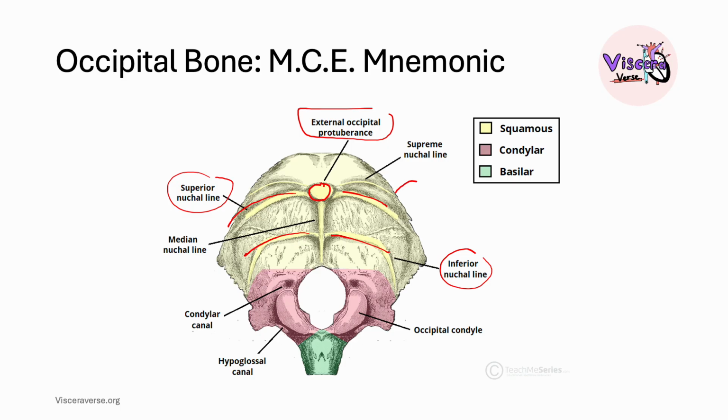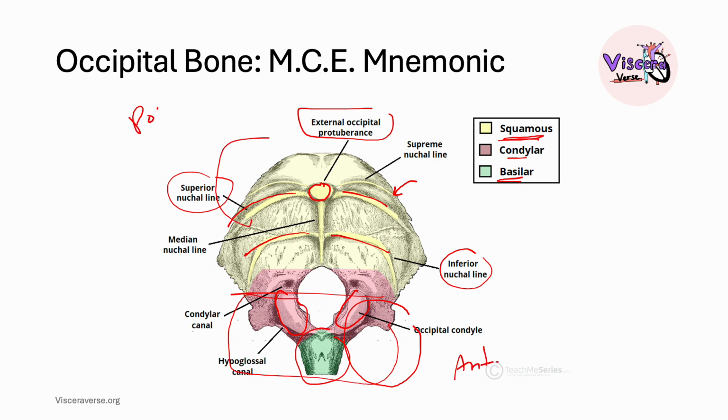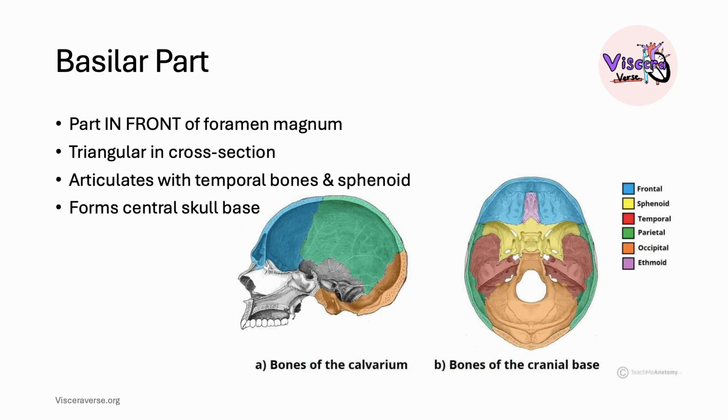And the yellow part is the squamous part, the condylar part again in red here, and the basilar part is in green. And as opposed to the previous slide, here we're looking in a different direction. We're looking inferiorly again, but this part is the anterior part, and this part is the posterior part of your skull. So it's more like a flipped image. So let's talk about the basilar part in more detail.